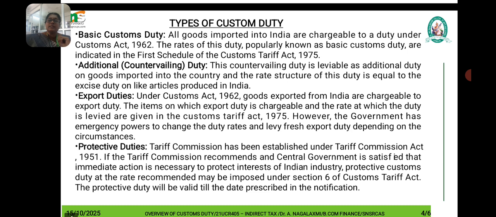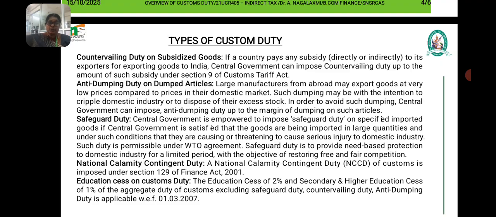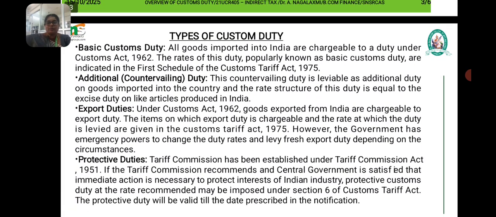Next, we are going to see the types of customs duty. What are all the types of customs duty? We have basic customs duty, additional countervailing duty, export duties, protective duty, countervailing duty on subsidized goods. Next is anti-dumping duty on dumped articles, safeguard duty, national calamity contingent duty, educational cess on customs duty. These are all the types of customs duty. Okay, now we can see in detail what are all these duties.